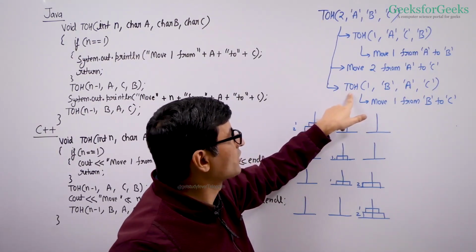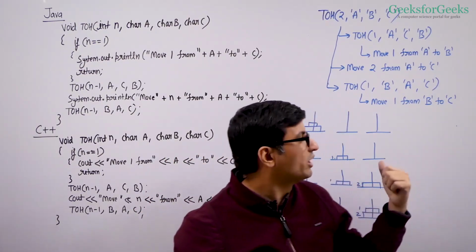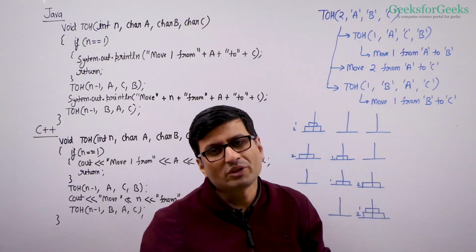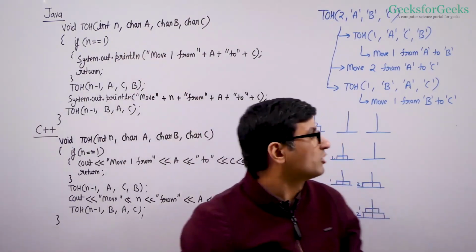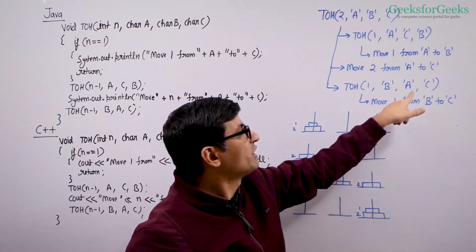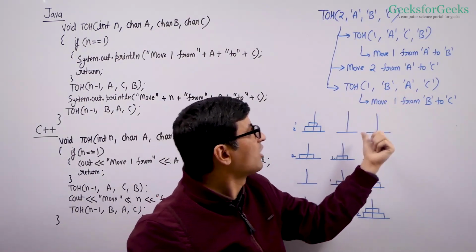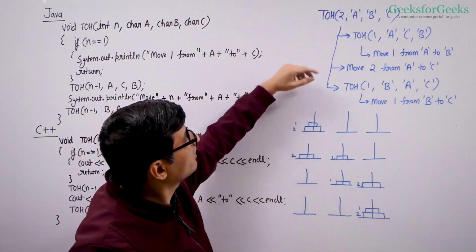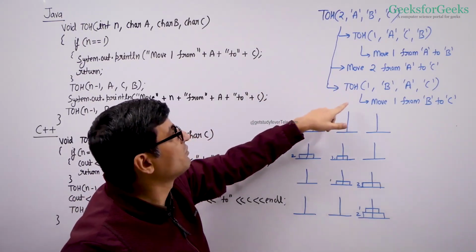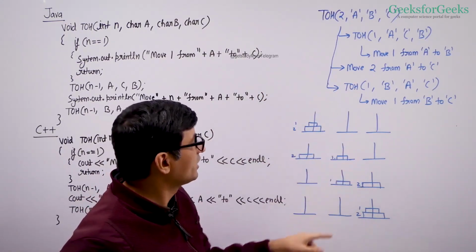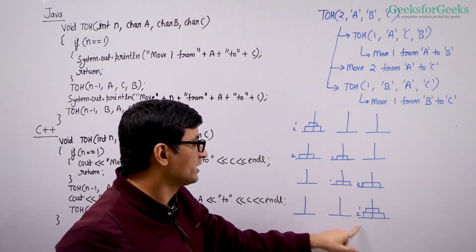So when you make a call with these parameters B, A, C, it will print move disk 1 from B to C. Because when you're making a recursive call, your variable A, which is a char variable, now holds the value B, right? And variable B holds the value A. So they will print this. And this is your final output. You can notice that these steps are valid. First we move disk 1 from A to B. Then we move disk 2 from A to C. And then we move disk 1 from B to C, right? And we get this.